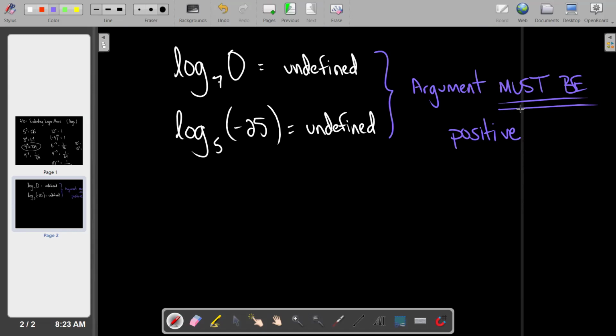The argument of the log can be really small. It could be a tiny little decimal that's positive or a fraction, but as you've seen, it cannot be 0 and it cannot be negative, for reasons that I hope you understand. Next one.